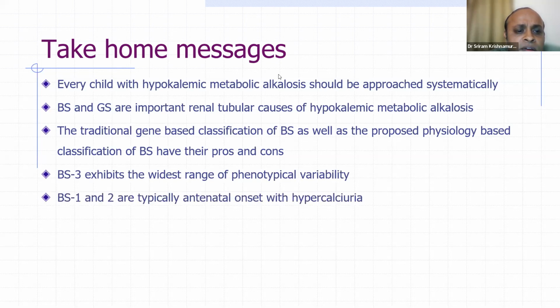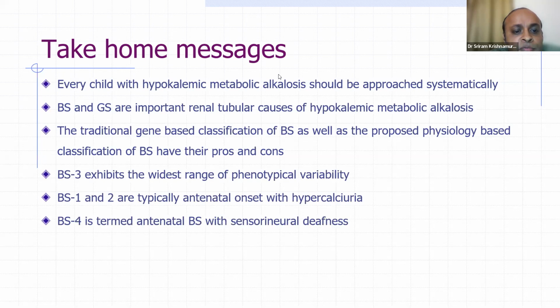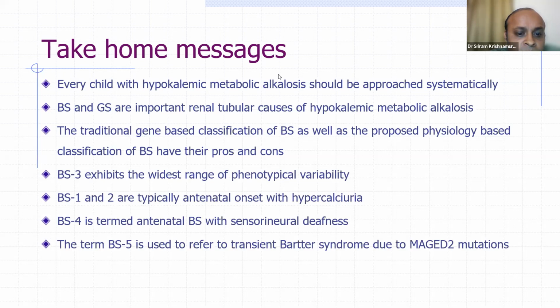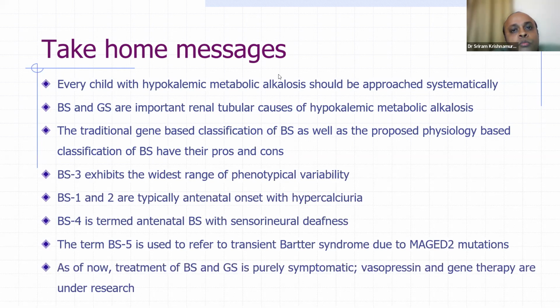Type 1 and type 2 have typically antenatal onset with hypercalciuria. Type 4 is the one where you have sensorineural deafness. It's also an antenatal Barter. Type 5 is due to major 2 mutations, and it can cause a transient Bartter syndrome. As of now, Bartter syndrome and Gitelman syndrome treatment is purely symptomatic based on potassium supplementation, salt supplementation, indomethacin. But vasopressin and gene therapy are under research. Thank you.